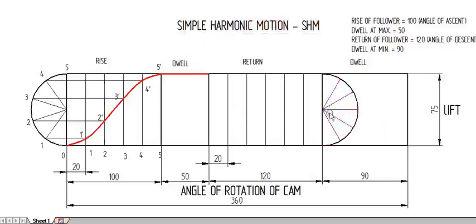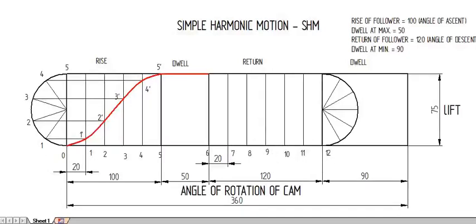Now we have to number. The numbering is important. We ended with 5, so I am continuing the numbering. We will start with 6. So I'm starting here with 6, 7, 8, 9, 10, 11, and the last point is 12.